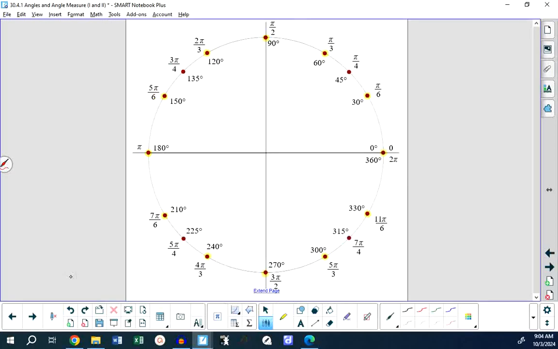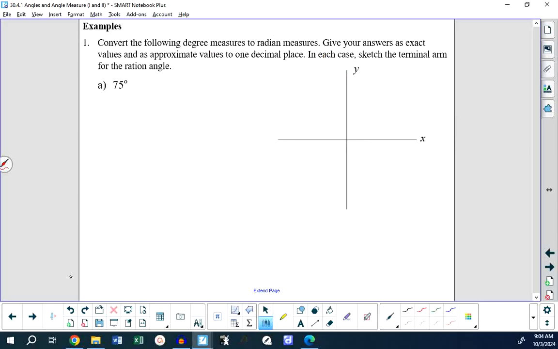This is not a Math 30 example of something you would be asked on an exam, but if you do not understand what these angles are, you cannot do the math that's about to come. So let's take a look at some examples now.